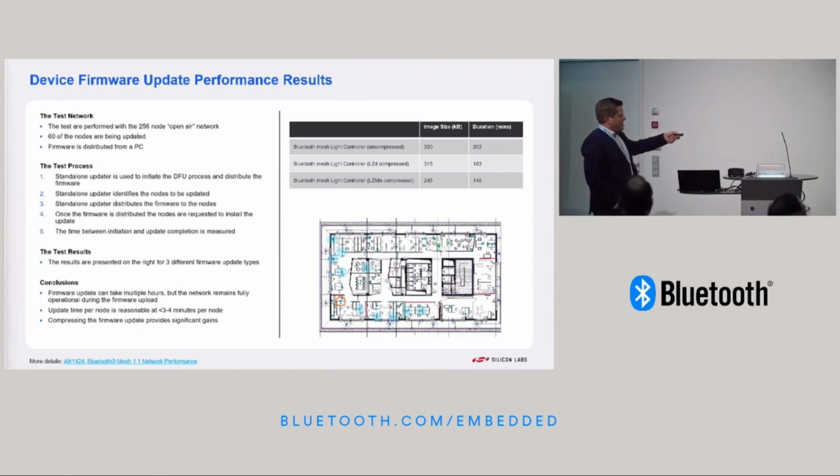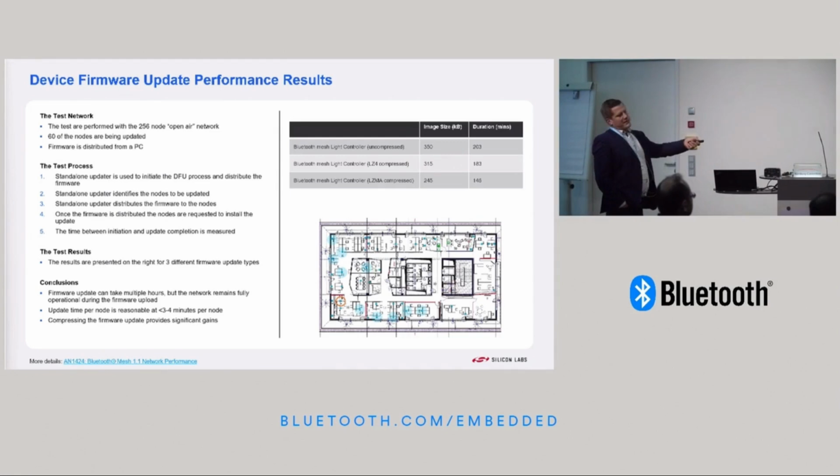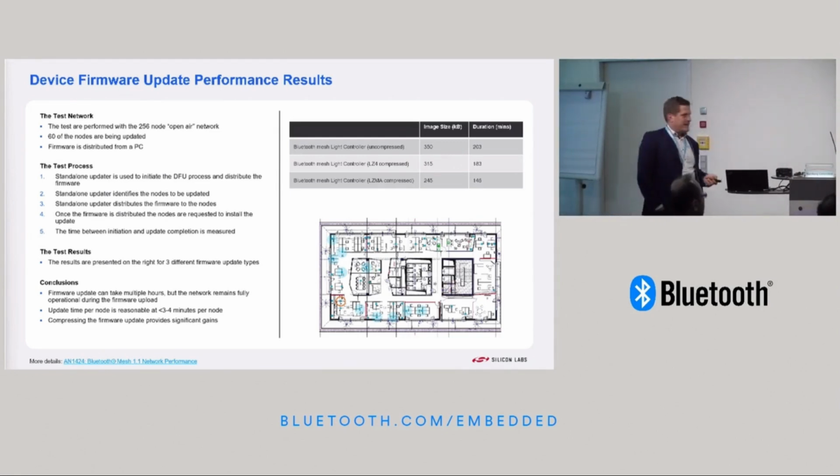So again, kind of key points. It's multiple hours to update. Network is operational while this is happening. It's a background upload. If you start to calculate what's the update time per node, because it's a broadcast update, as long as you have the same firmware going out, it is actually pretty reasonable, so you can get down to a few minutes per node. So that's a pretty reasonable time, similar to a point-to-point upgrade from a phone. And again, last point, no-brainer, compressing the firmware makes a lot of sense if you want to optimize the time.